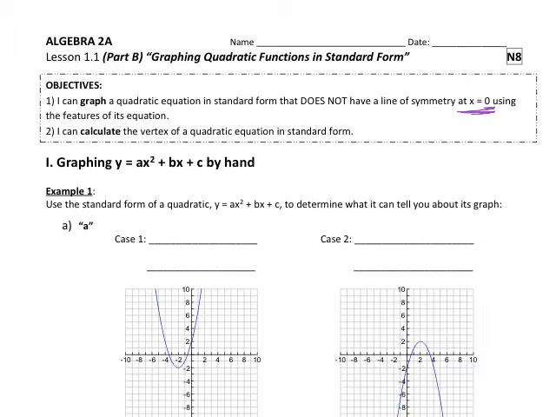And to calculate the vertex, well, to calculate at least the line of symmetry, we're going to be using this little formula. We're going to take x equals the opposite of whatever b is, over 2a. That's how we're going to calculate where our line of symmetry is, and that's also going to help us calculate our vertex. So we're going to need to remember that.